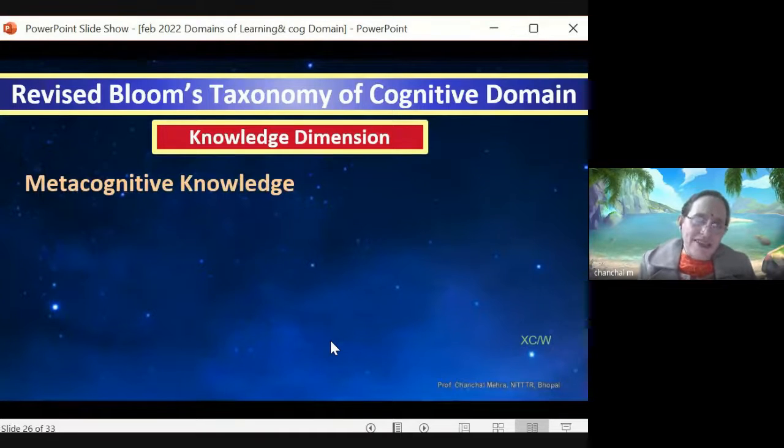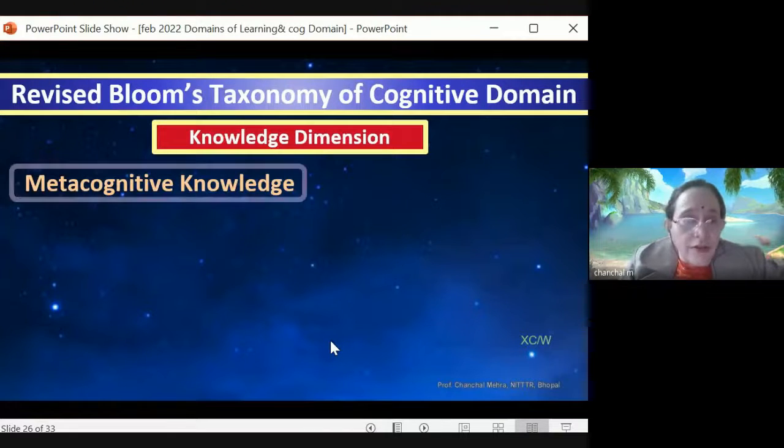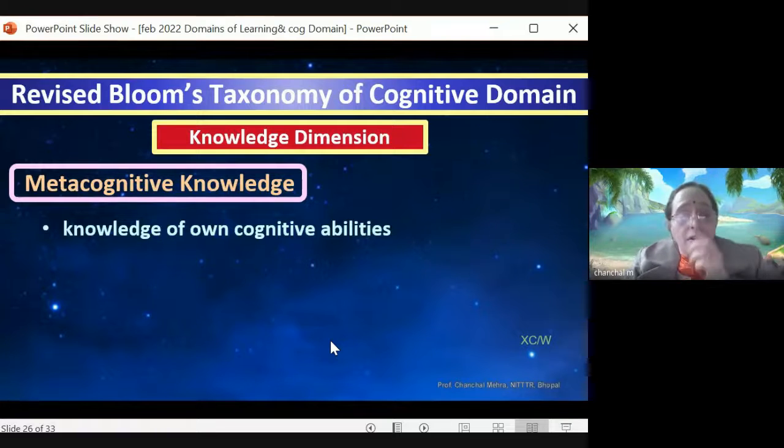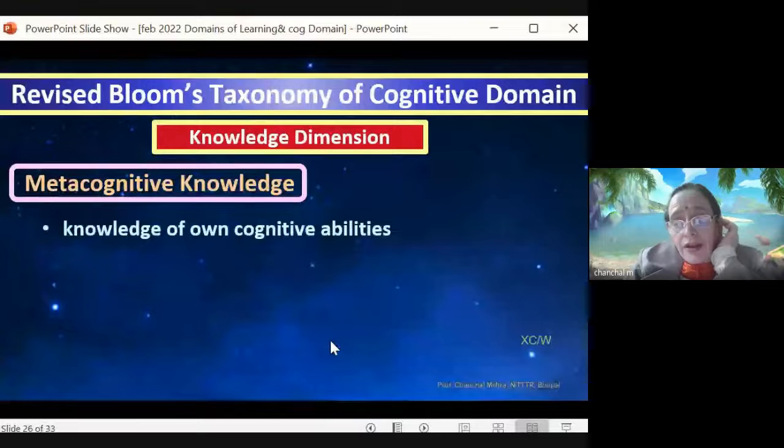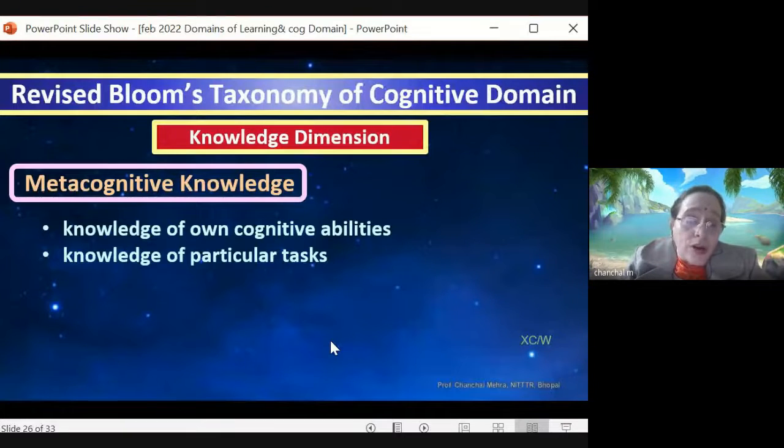Metacognitive knowledge, in one simple line, we can say that knowing about your own learning, that is metacognitive. If you can understand how much you yourself have learned, that is metacognitive. So metacognitive is knowledge about your own cognitive abilities, what skills you have, and at the same time the knowledge you have about a particular task.